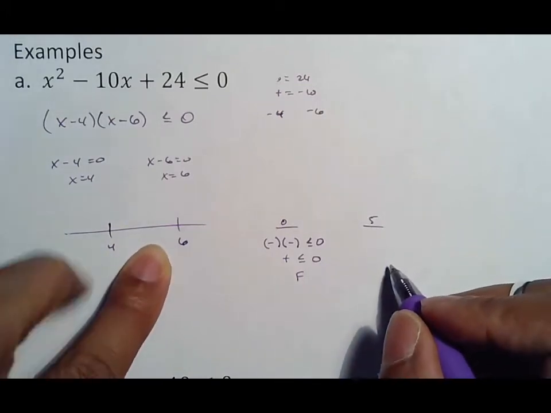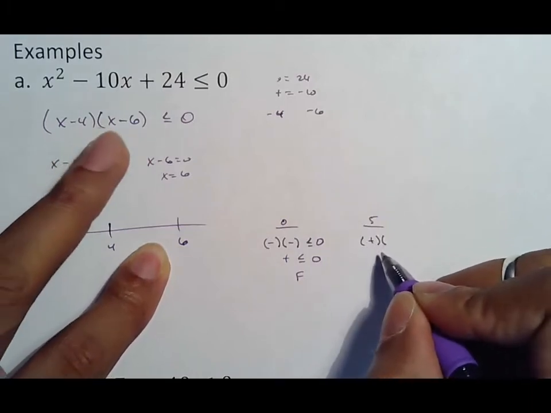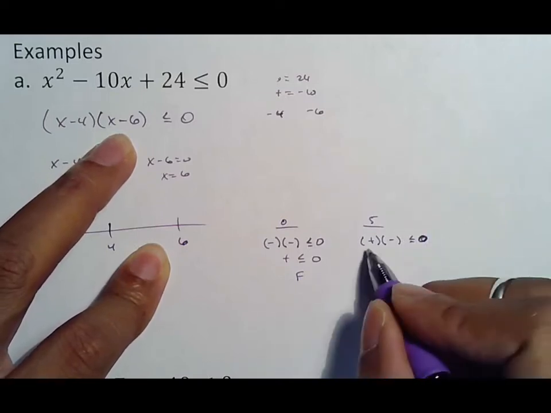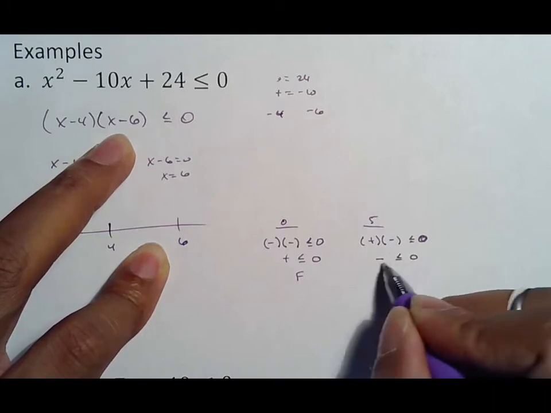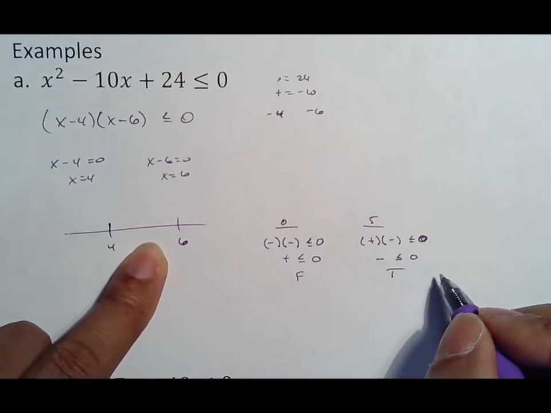If I was to test 5, I would end up with a 5 minus 4, which would be a positive number, 5 minus 6, which would be a negative number, less than or equal to 0. Positive times a negative is a negative, going to be less than or equal to 0. That would be true. So we know that part works.